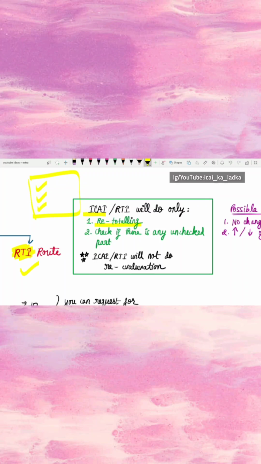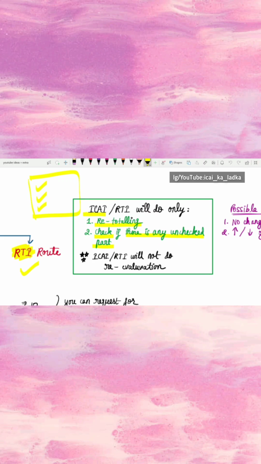So that is retotaling. And they will also check if there is any answer which is unchecked or any other unchecked part. That means if there was an answer which you have written but they have not corrected it, they will see if there is an unchecked part, correct it, and accordingly allot marks for it. So ICAI will do only two things. It will either retotal whatever marks are already given, and it will also check if there is any unevaluated part. If there is, they will evaluate it and give marks accordingly.